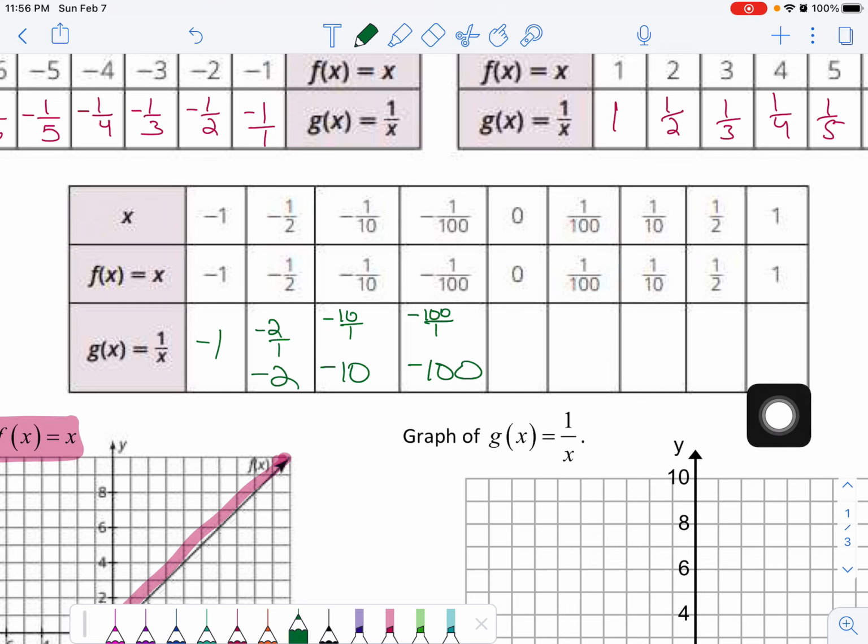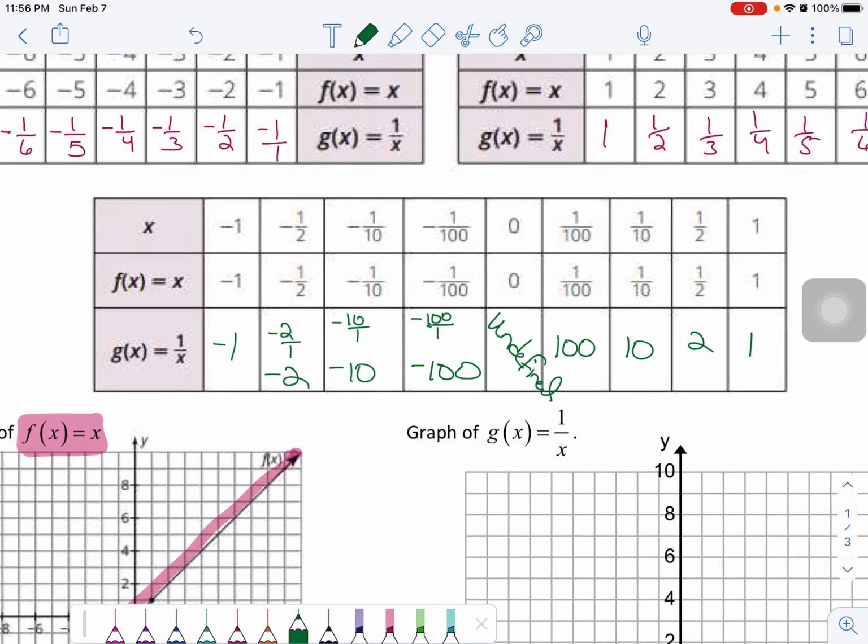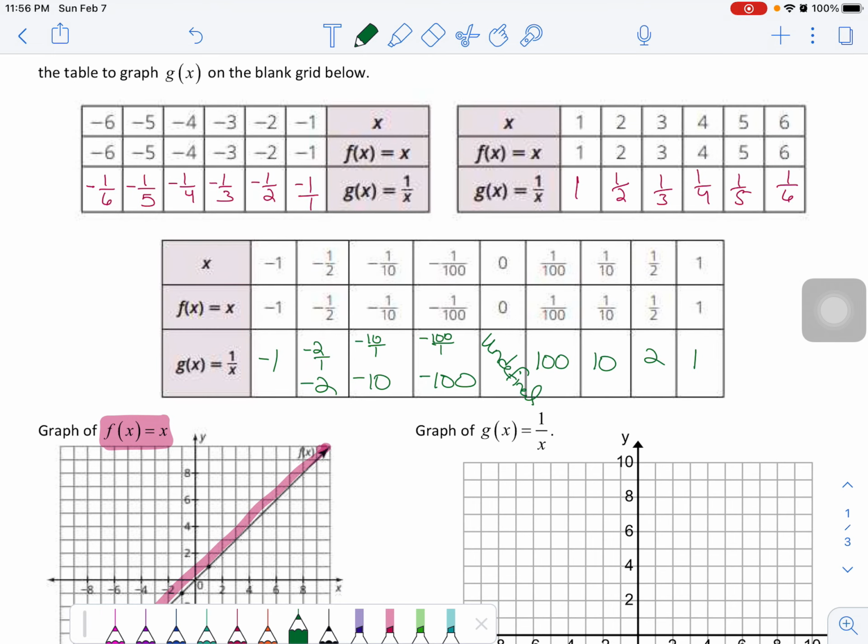I'm going to skip 0 for just a second and pop over to the positives. I'm just going to mirror them, but of course they're going to be positive values this time. So 100, 10, 2, and then 1. Now, we just talked about the reciprocal of 0, and the reciprocal of 0 is undefined. Now, we'll talk about how to graph that in just a minute.